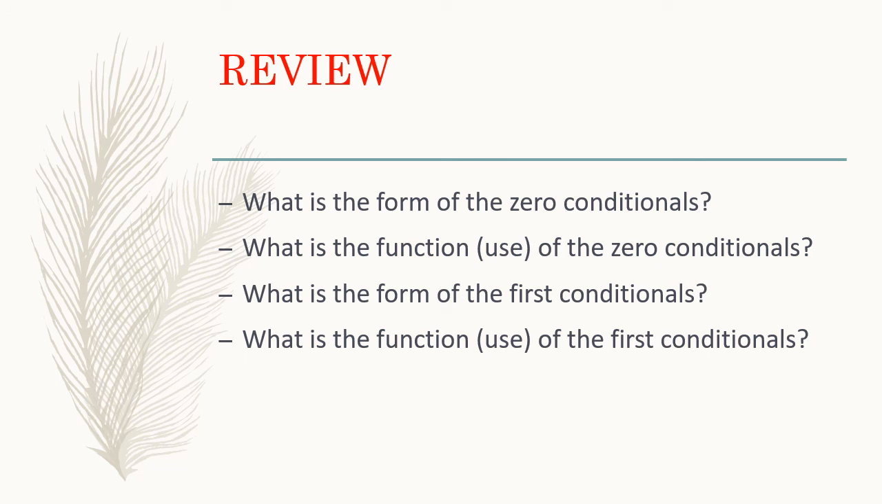So what is the form of the zero conditionals? You can either go back and replay some parts of the video, or you can go to your module because the form of the conditionals are also there. So for the zero conditionals, you have if plus subject plus simple present form of the verb, comma, subject plus simple present form of the verb. That is for zero conditional form.